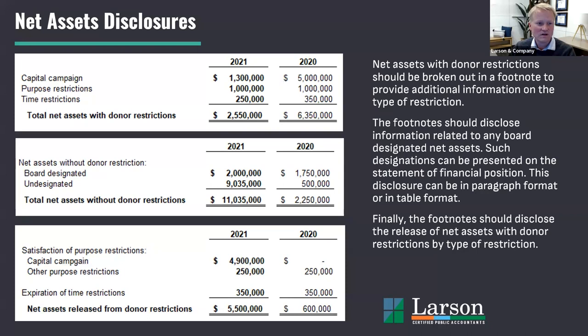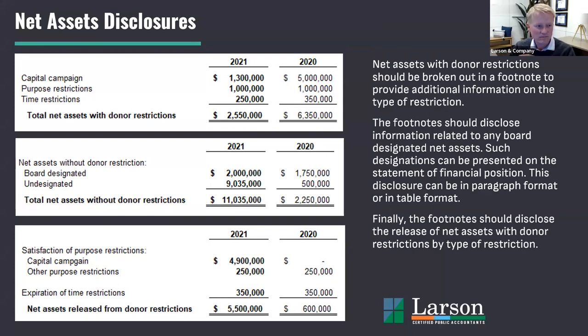This top one shows this organization has 2.5 million in net assets with donor restrictions, and that's made up of capital campaign, purpose restrictions, and time restrictions. And then similarly, the board designations. So the without donor restrictions, if you have board designations, you should disclose what's board designated and what's undesignated. Like I mentioned, you can include that on the face of the statement of financial position or here in a footnote.